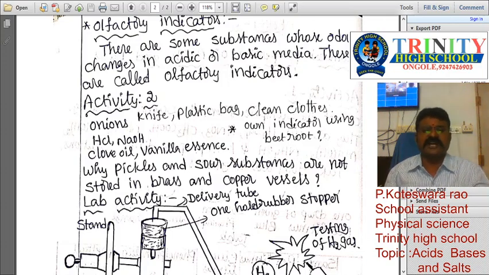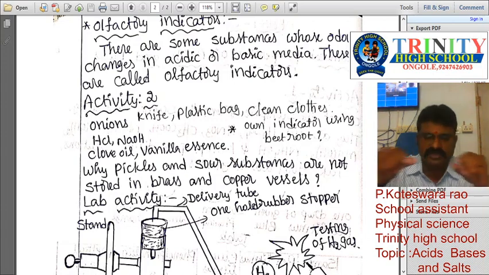Then we also collect clove oil and vanilla essence. Here we want to add 1 or 2 drops of clove oil in those 2 test tubes, shake one time, and observe the smell. What you have to understand is that the smell is entirely different.